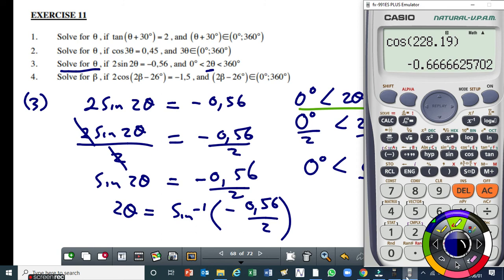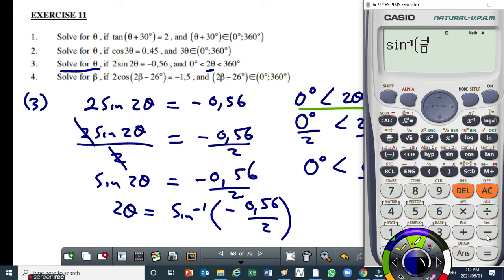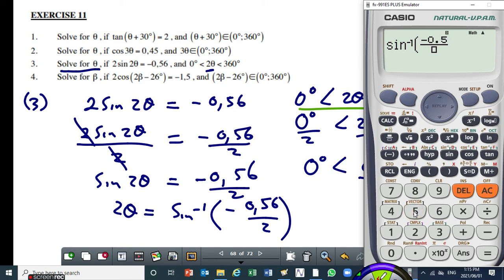So if I use my calculator, that will be shift sine fraction option, the negative 0.56 divided by 2. When I close my bracket, I'll get that. It's a negative acute angle. And that angle is in the fourth quadrant.